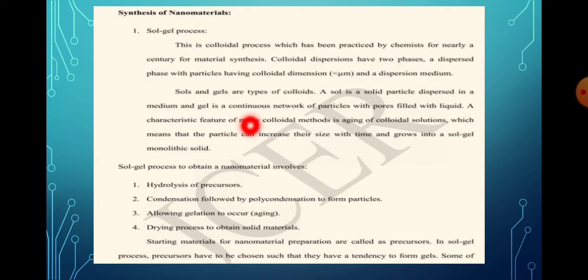These are the types of colloids in which particles are dispersed in a medium, forming a continuous network of particles filled with liquid. These are characteristic features of the colloidal methods operating in the colloidal solution. The sol-gel process often involves different steps: hydrolysis, condensation, gelation, aging and drying. The starting material for these preparations is called the precursor, meaning the starting material, and in the sol-gel process it must have a tendency to form a gel.